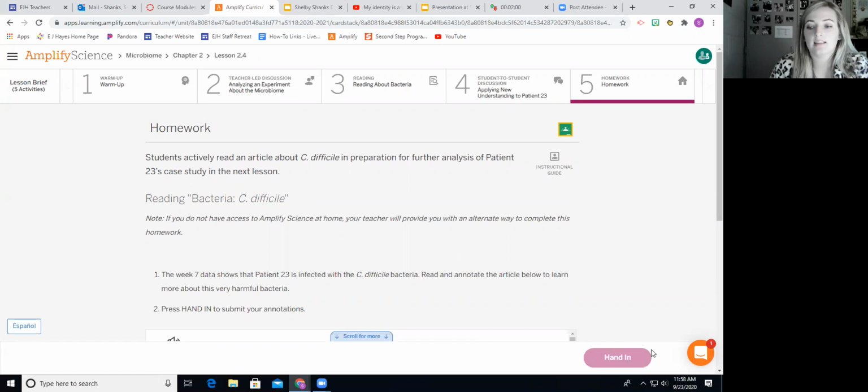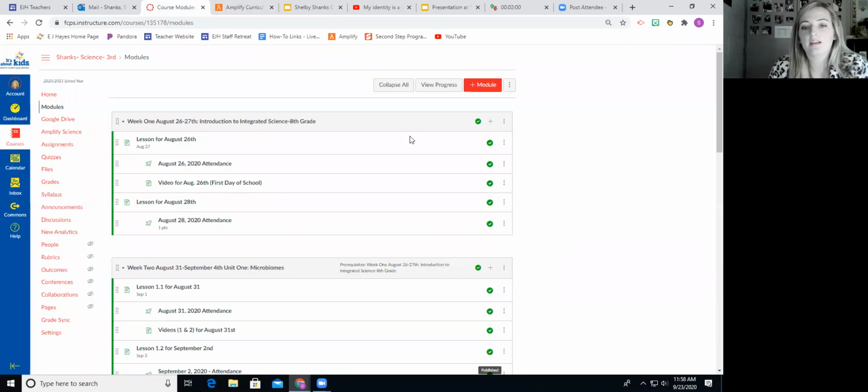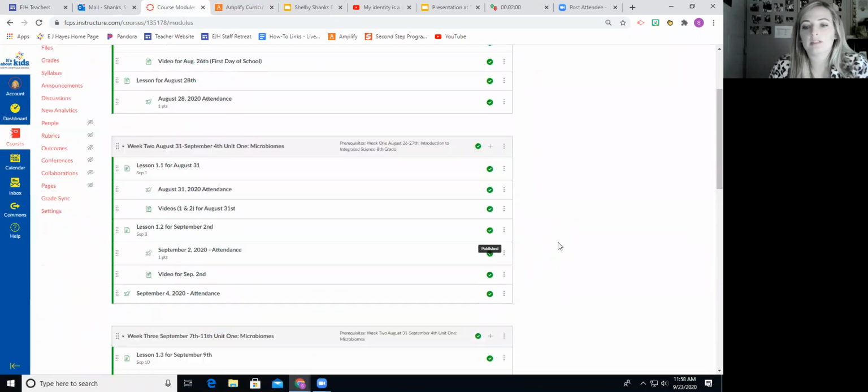Please don't forget to hand that in, because if you don't hand it in, I will not see it. Okay, so homework with annotations, and then weekly check-in. They're both going to be due on Friday.